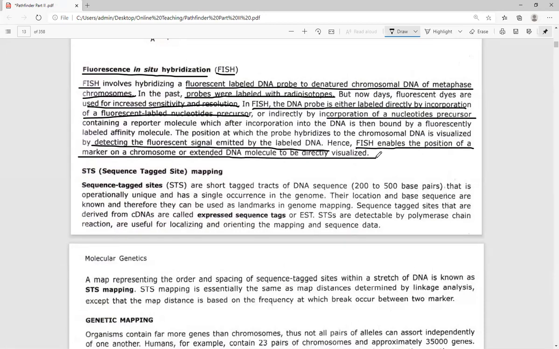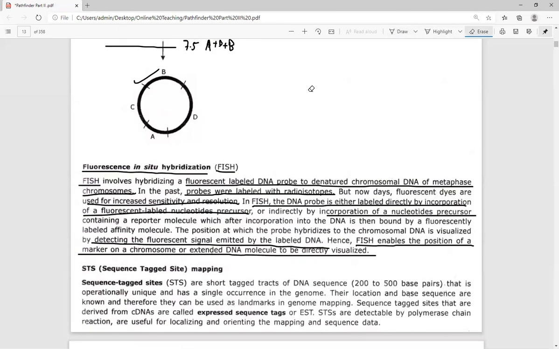Okay. Now, there is another type of tags which are being used. One is referred to as sequence tagged sites. What do you mean by sequence tagged sites, which are also referred to as expressed sequence tags? So, in this fish, how is the chromosome going to appear? Sorry, improper diagram made. Just look at the diagram. This is a chromosome.